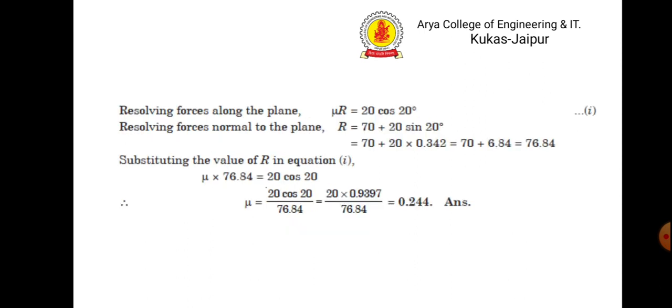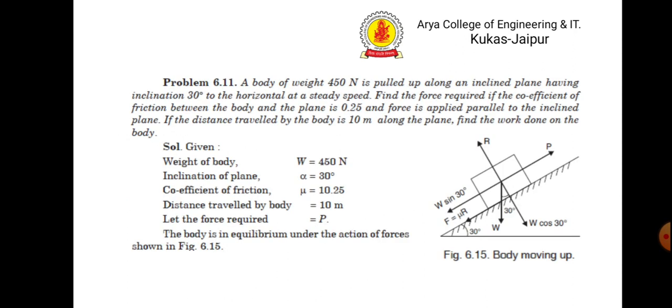So from these two equations, R is 76.84. Now if we put the value of R in this equation, what will we get? Mu equals 0.244. What is mu? It is nothing but your coefficient of friction. Let us take one more example.